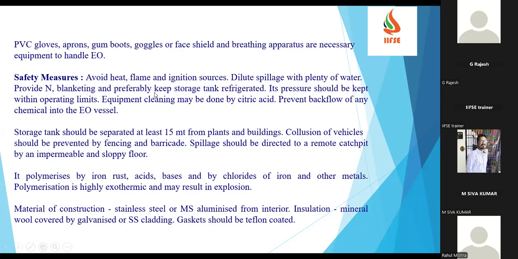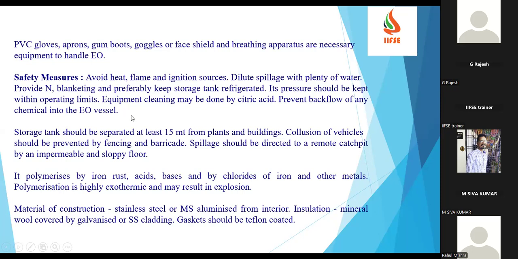And if you see the safety measures, avoid heat, flame and ignition sources, dilute spillage with plenty of water, and provide nitrogen blanketing. N means nitrogen blanketing, since it is an inert gas. And preferably keep the storage tank refrigerated, and its pressure should be kept within the operating limits.